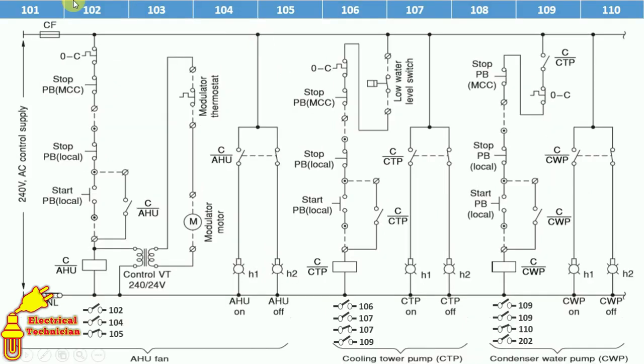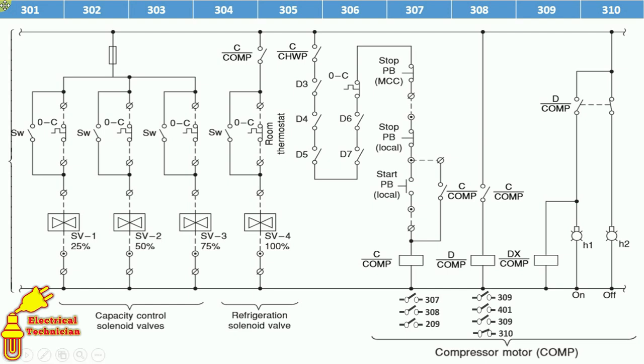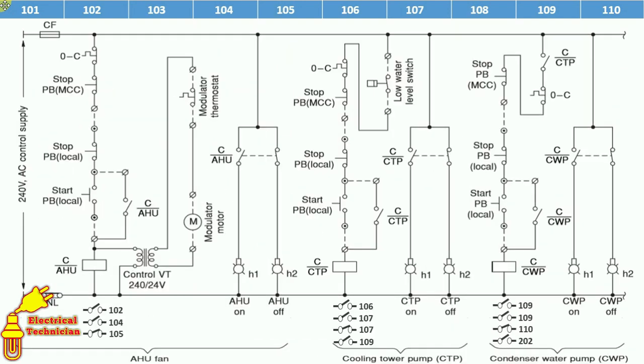So now we will study about control circuit diagram. This diagram is of 4 pages. See, this is first page, this is second, third, fourth. In these 4 pages, control circuit diagram of air conditioning plant is made. So how we are going to read this? Look here.